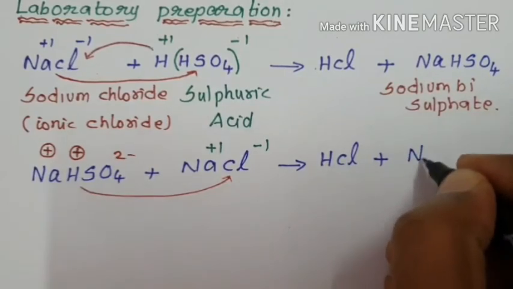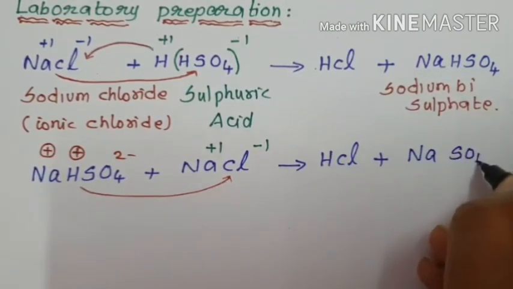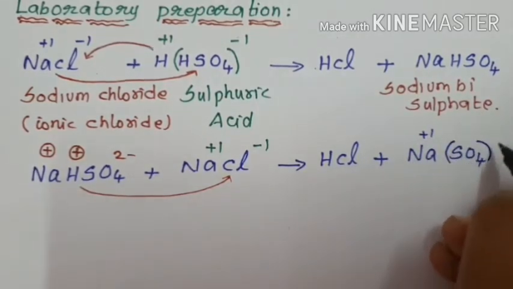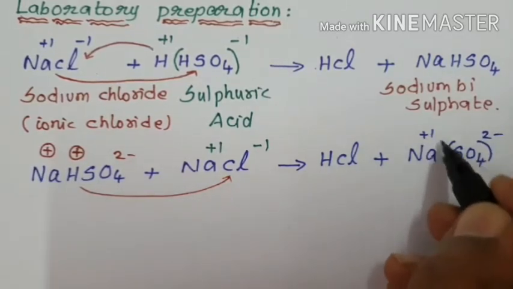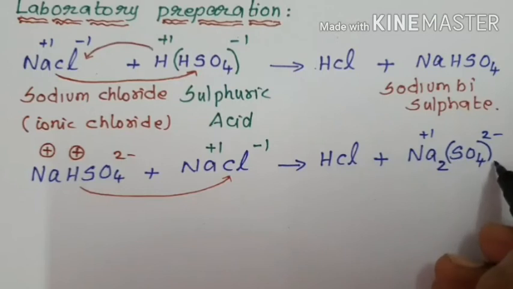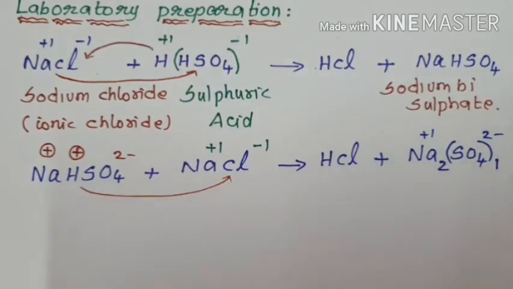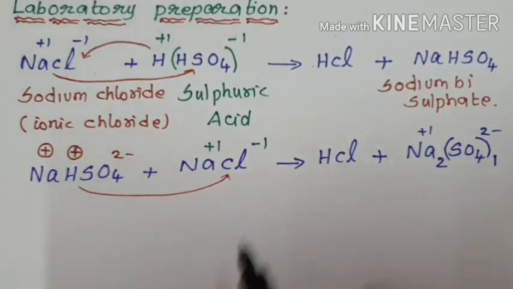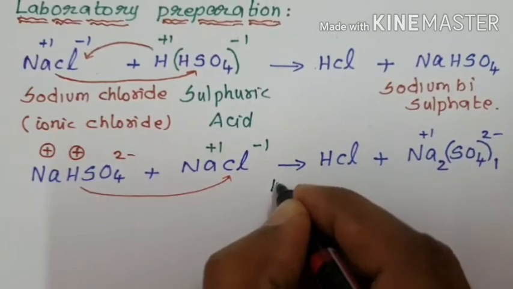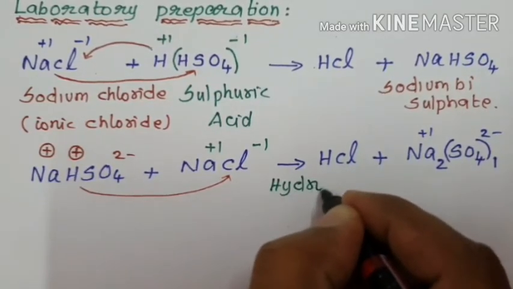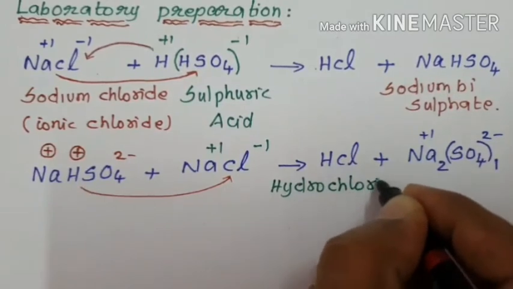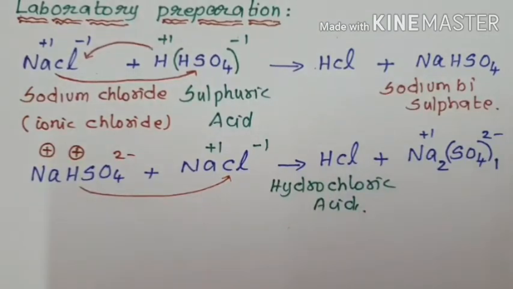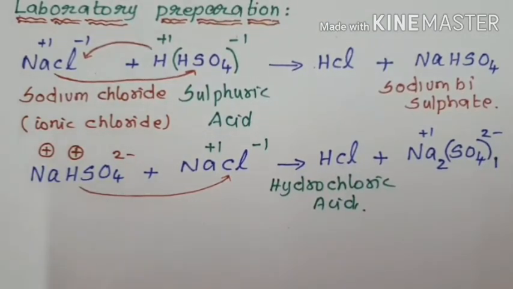How to write the molecular formula? Na, sodium, SO4. Sodium is monopositive, sulfate is a 2 minus acid radical. When we write it, the 2 goes here and the 1 goes there. That is sodium sulfate. The equation is already balanced. So these two methods are used to prepare hydrochloric acid in the laboratory.